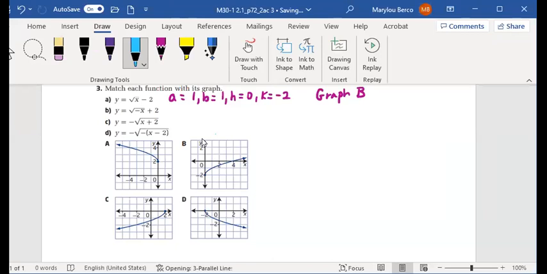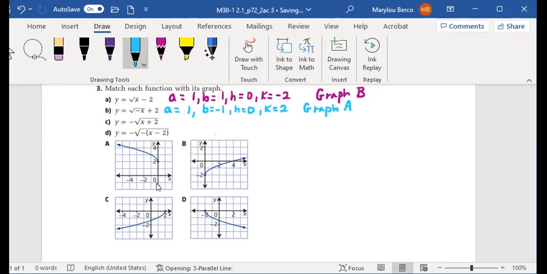Okay, let's take a look at B. y equals root negative x plus 2. Well, let's just analyze this. a equals 1, b equals negative 1, h equals 0, and k equals 2. Okay, so the graph of y equals root x is reflected in the y-axis and translated 2 units up. So therefore, if we take a look, it will be graph A.